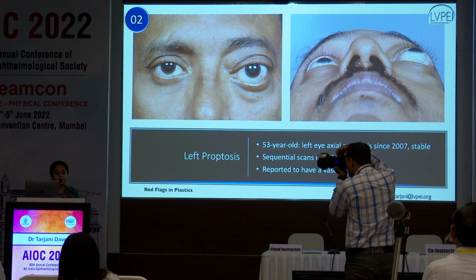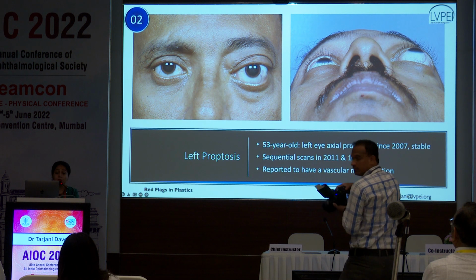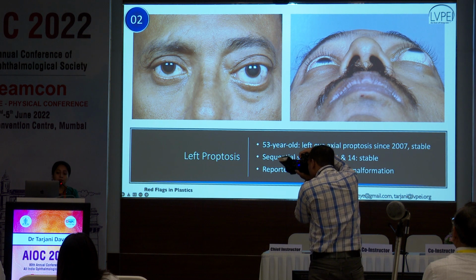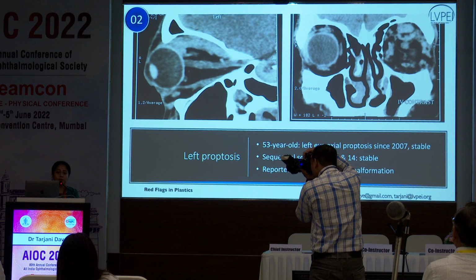But what about this? So there's proptosis on the left side, which is very obvious, very, very massive proptosis. And he is actually a 53-year-old gentleman who's had this proptosis since 2007 and is stable. He's had sequential scans, again, which have been stable. And actually, these scans have been reported as him having a vascular malformation. So take a look at this.